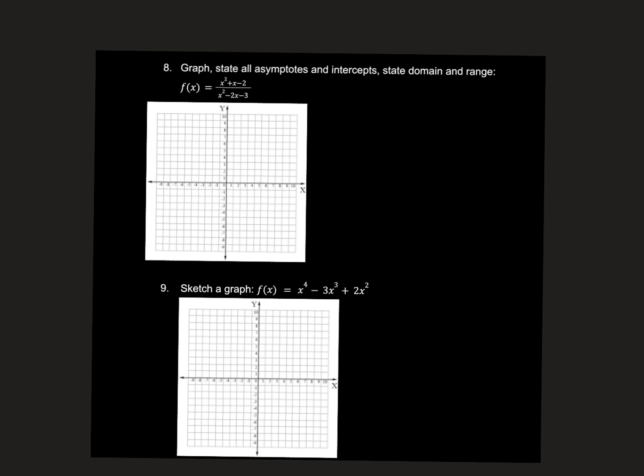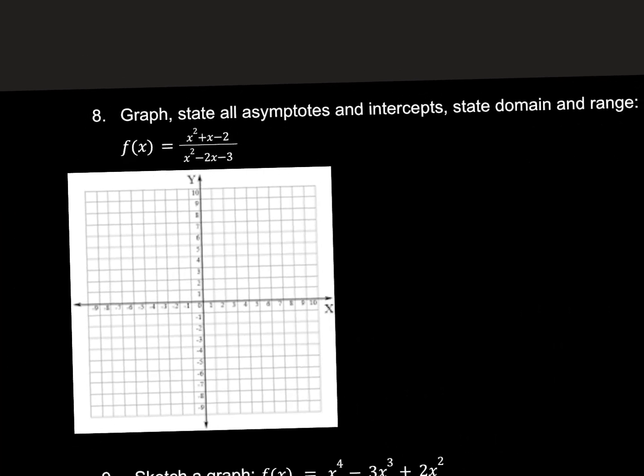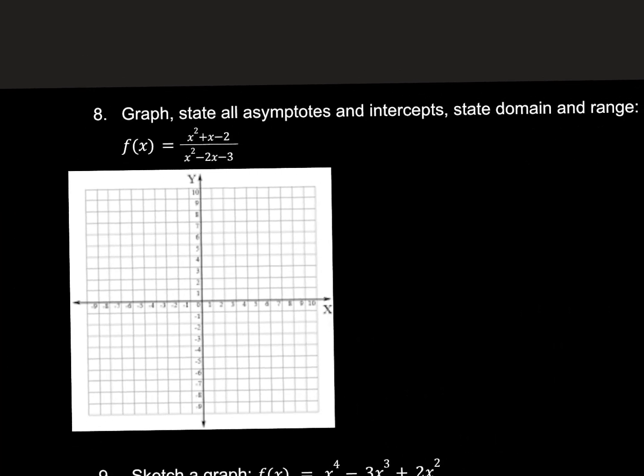Number 8. This is all review now. I'm going to blow this up a little bit. Number 8. Graph, and find all the asymptotes, intercepts, all the stuff that you're so good at already. So let's start with the factoring. My numerator is going to be x plus 2, x minus 1. My denominator is going to be x minus 3, x plus 1.